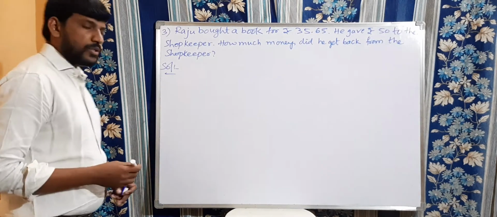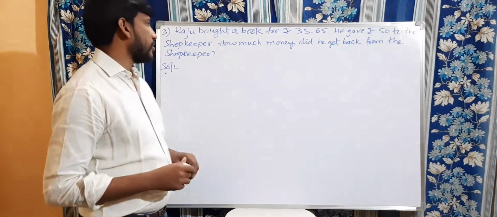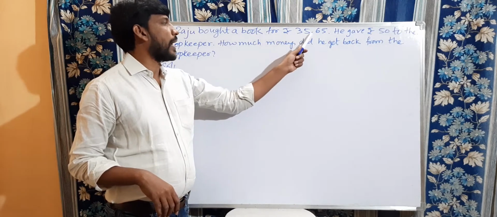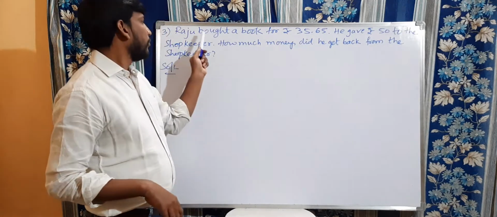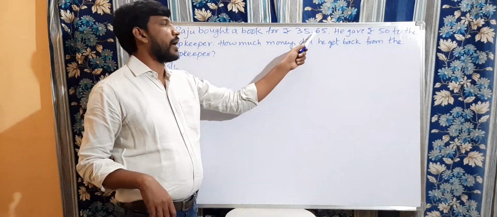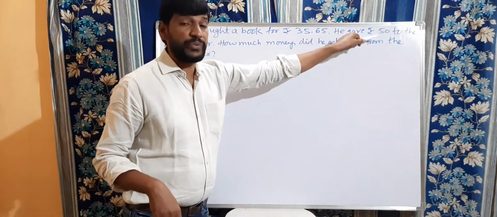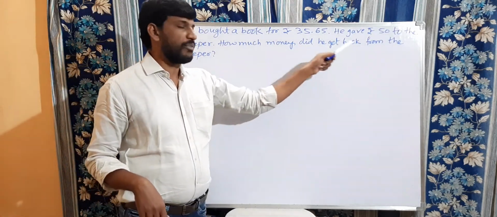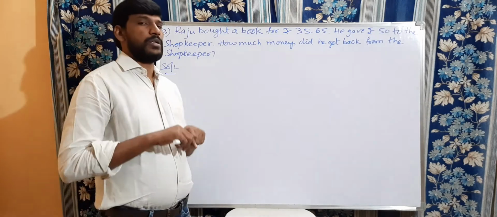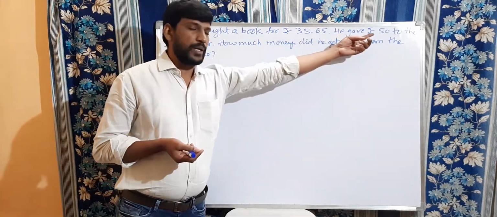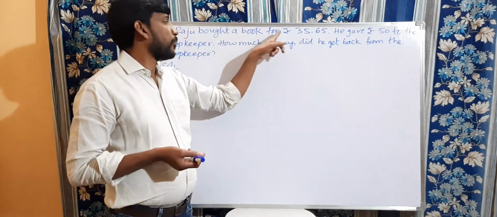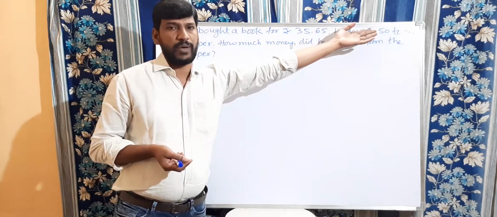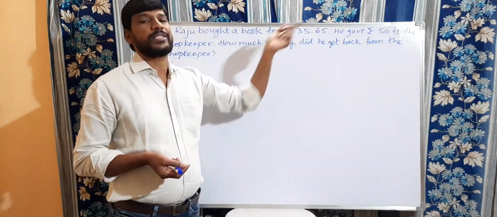Right, children, let us discuss question number 3. What is the question? Razu bought a book for rupees 35.65. He gave rupees 50 to the shopkeeper. How much money did he get back from the shopkeeper? He gave 50 rupees to the shopkeeper, and the cost of the book is rupees 35.65. Between these, which is the greater value? Obviously 50 is the greater value, because the other is only 35 rupees 65 paise.